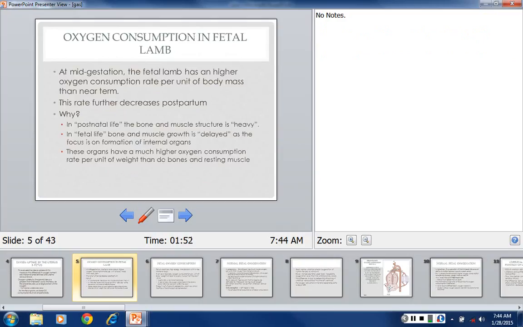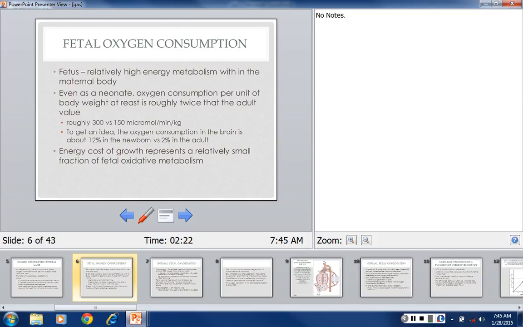So basically, around mid-gestation, the fetal lamb has a higher oxygen consumption rate per body unit of mass than at near term. If you think about why that is, more stuff is growing, you need the oxygen to help it grow. And also, in postnatal life, the bones and muscle structure are very heavy. These are not the main things that are growing earlier on, it's the internal organs. And they have less weight. So remember, the fetus has a relatively high energy metabolism within the maternal body.